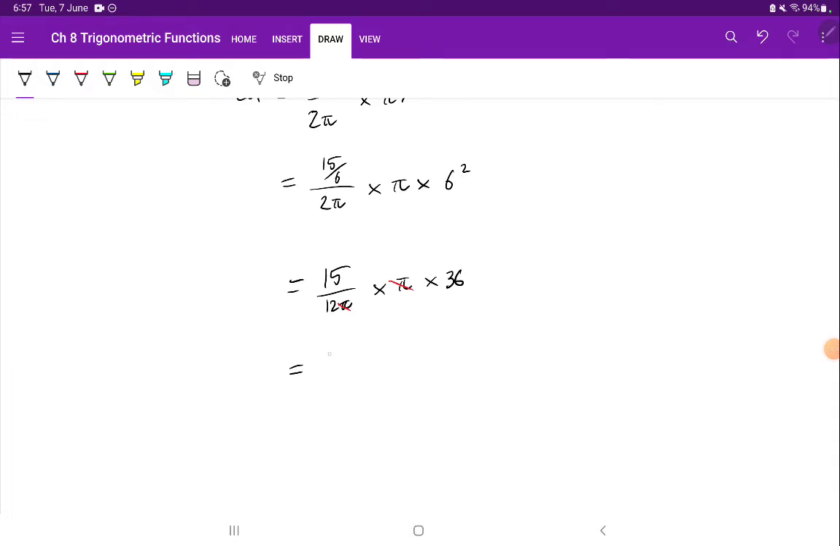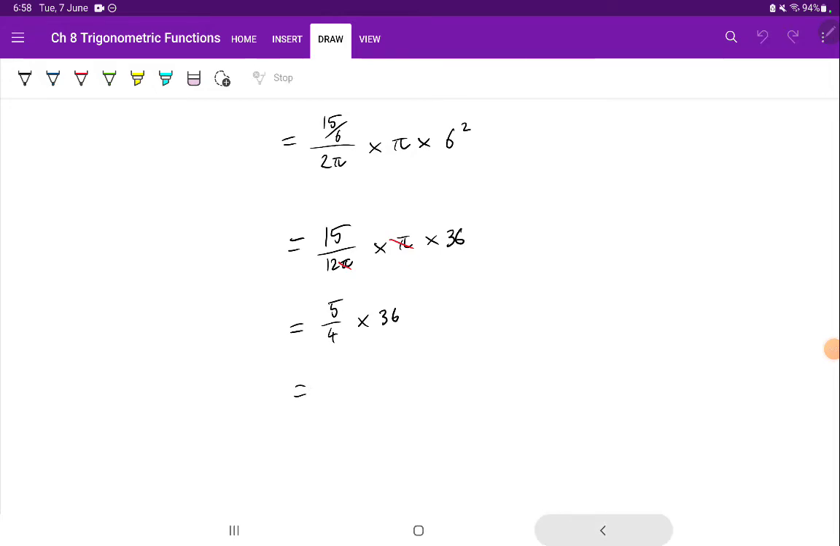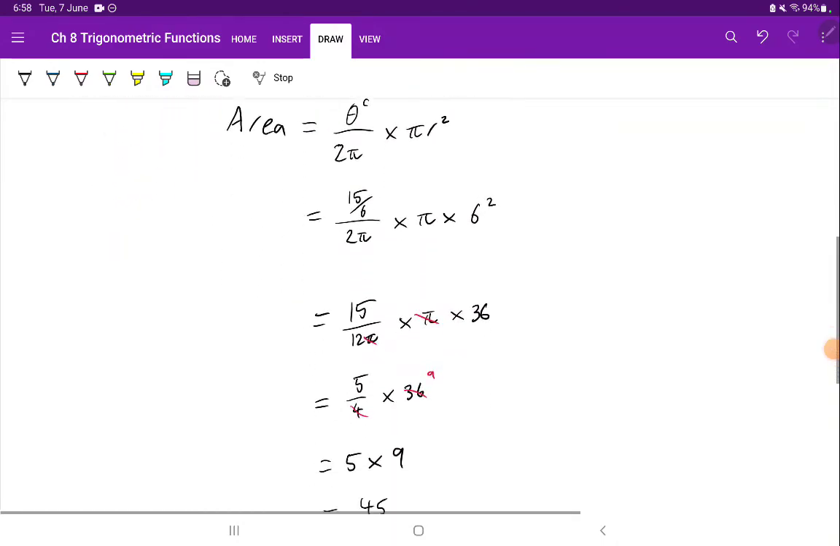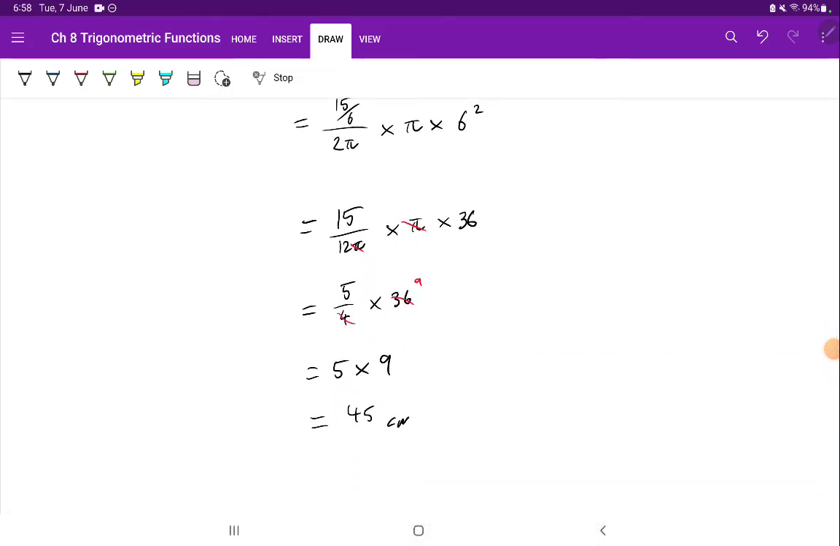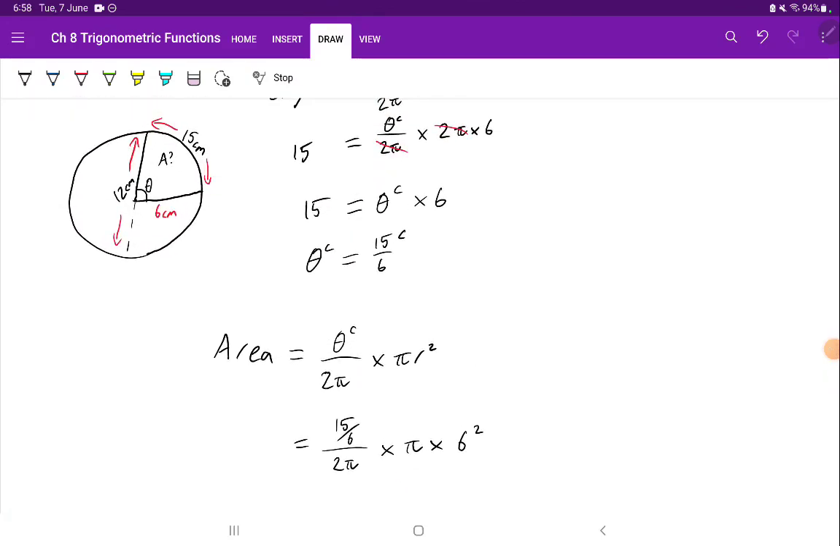And 15 over 12 simplifies to 5 over 4 times 36. 36 has a factor of 4, so I can cancel that and be left with 9. Which is 45. And just for unit's sake, this was radians, and my final answer, since the question was in centimeters, and we've got an area, will be centimeters squared. And that is the area of the sector that we're interested in.